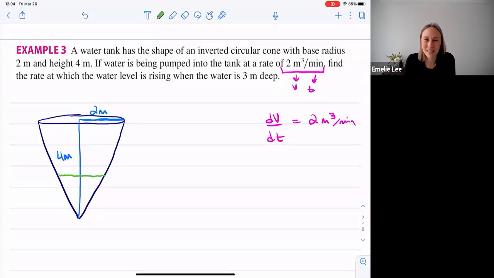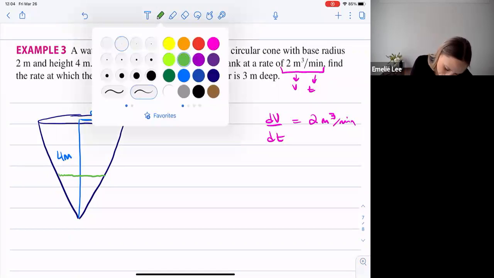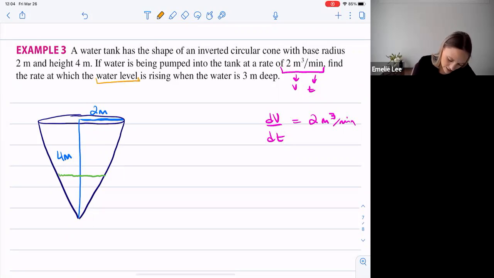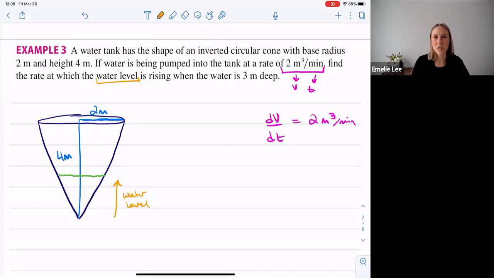If green water is being pumped into the tank at a rate of 2 meters cubed per minute, then what we want to find is we want to find the rate. Let's see, what color can I use here? At which the water level is rising, right? So the water level is going to be the height, right? So here the water level is increasing as we move up this way, right? So the water level, which let's just call that H, right? The height of the water.